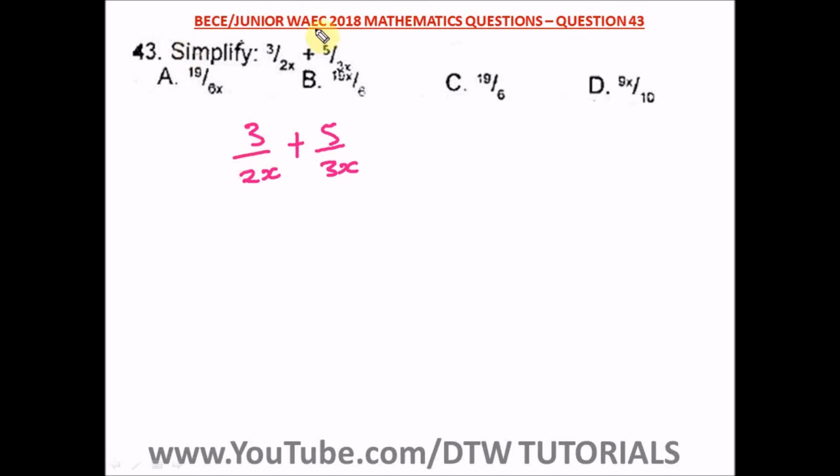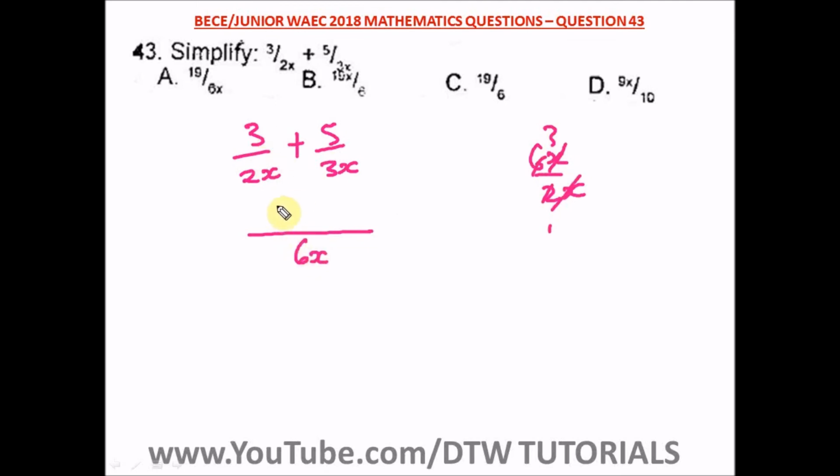So simplify this now. What do we do? LCM. What's the LCM of 2x and 3x? It will simply be 6x. 2x into 6x goes how many times? Just 3 times. You have 6x over 2x. x will cancel out x. 2 here, 1; 2 here, 3. That's why we have 3 times.